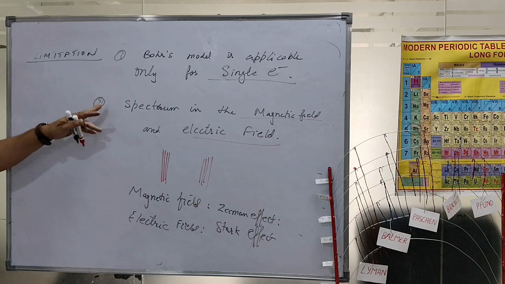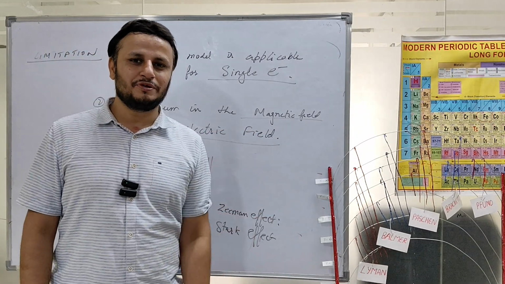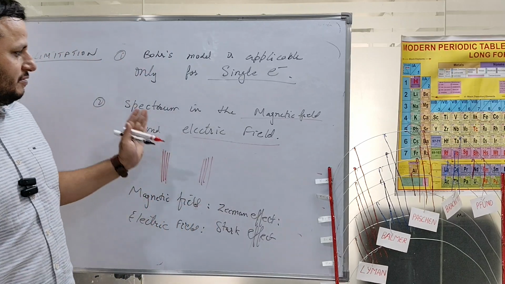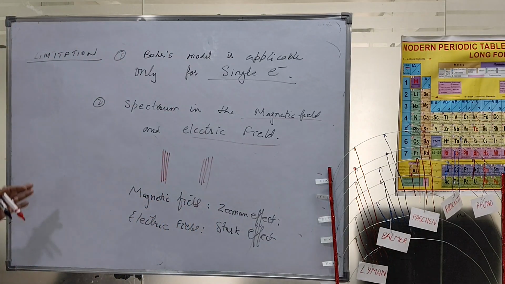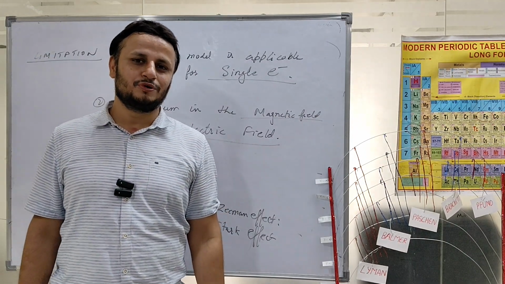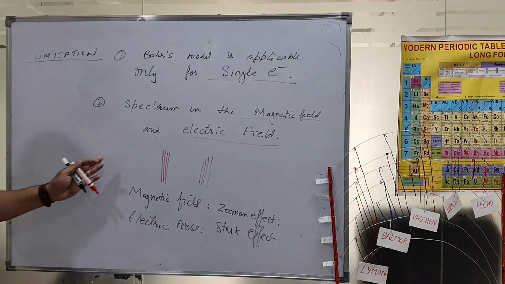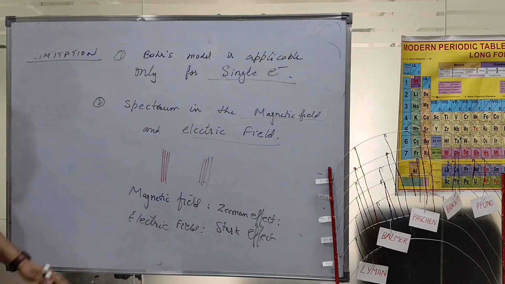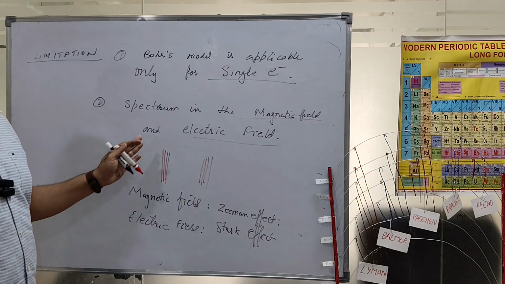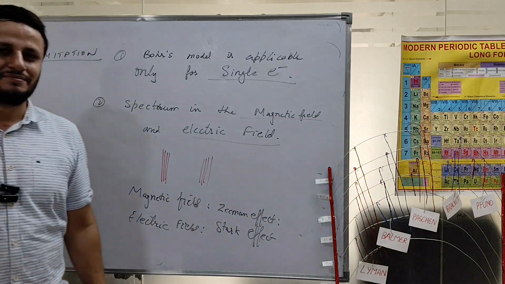So these are the two major limitations, and then there are the last two topics of the chapter, and then we will complete the structure of atom. These are the two topics that make Bohr's model fail. Those topics are also very important and numerical based. So we will cover them in the last lecture of the chapter, structure of atom.